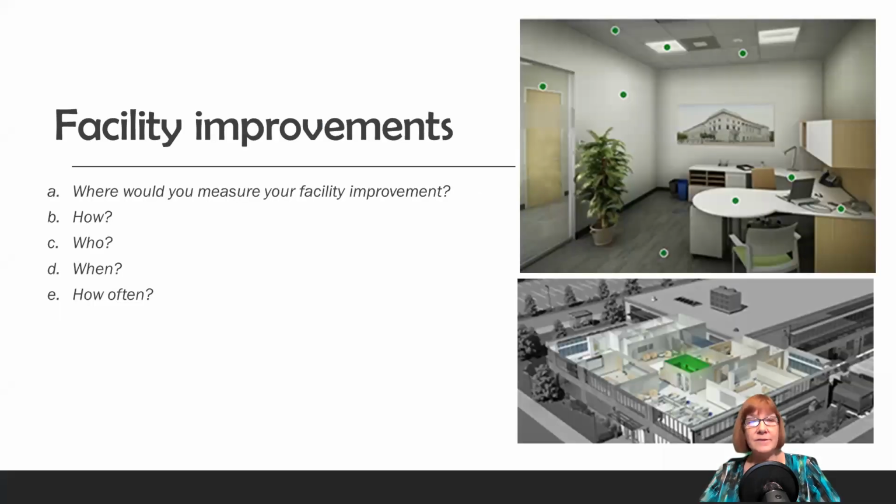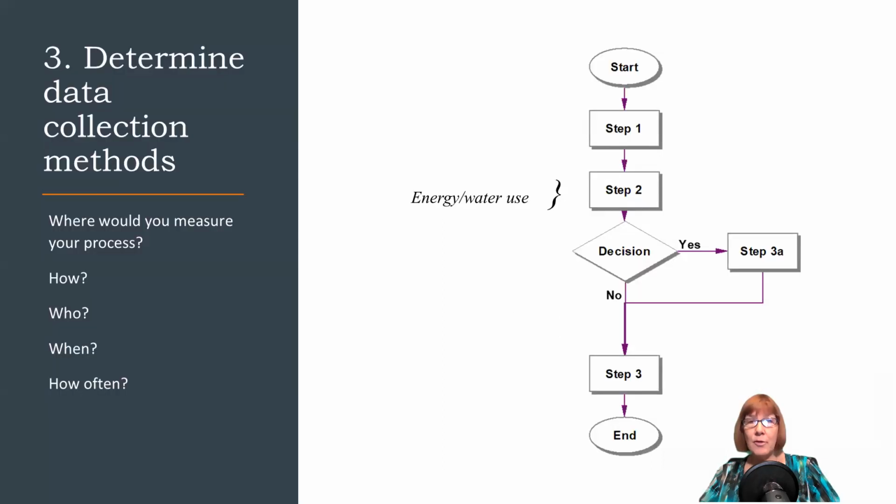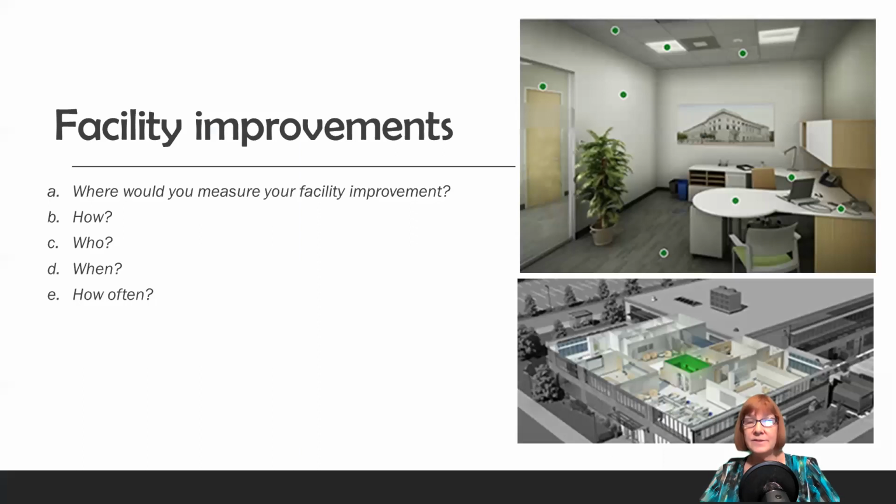The last one was looking at process, if you're making a process improvement. If you're making a facility improvement, you want to ask the same thing. Where would you measure your facility improvement? This is whether it's for the pilot or for the full implementation. How are you going to measure it? Who's going to do it? When is it going to be done? And how often?